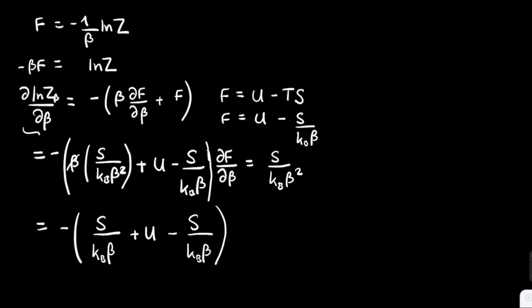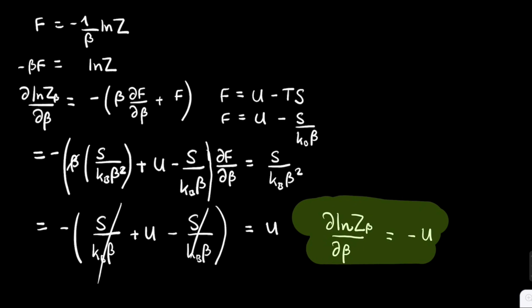And that is still this right here. So, well, look at what happens here. We've got S over kB beta minus S over kB beta. Bam, cancelled out. And so what we end up with is just U, the internal energy. So what we've now shown is that the derivative of the logarithm of the partition function with respect to beta is simply minus the internal energy. That right here is another magic box relation.